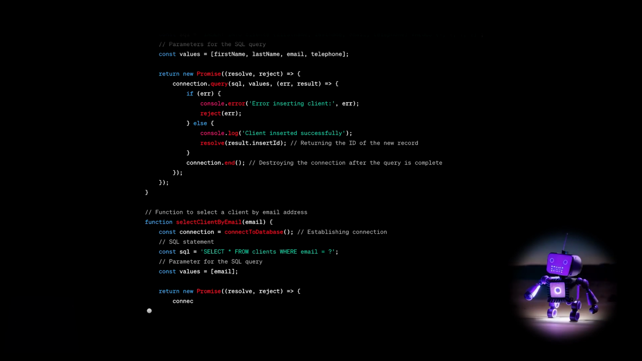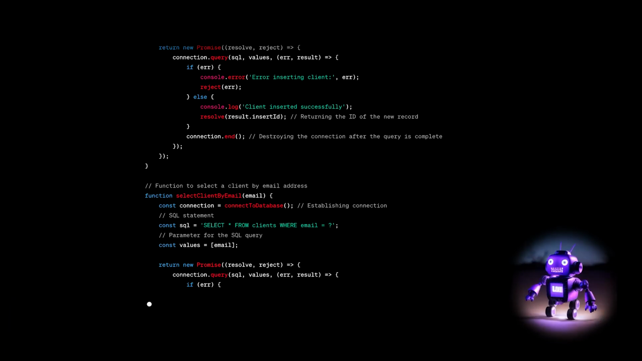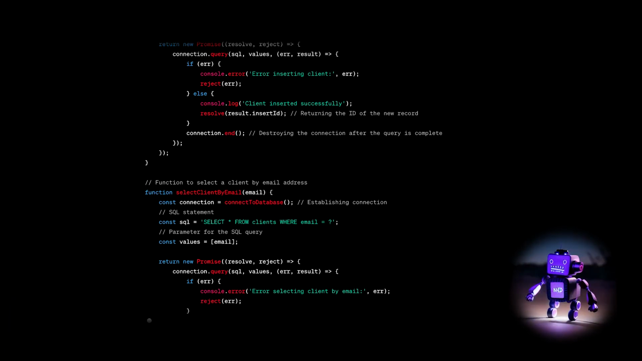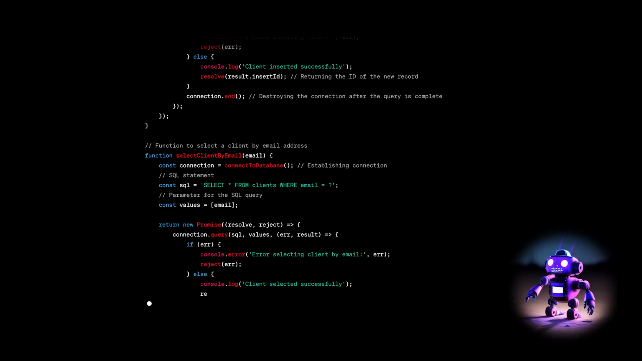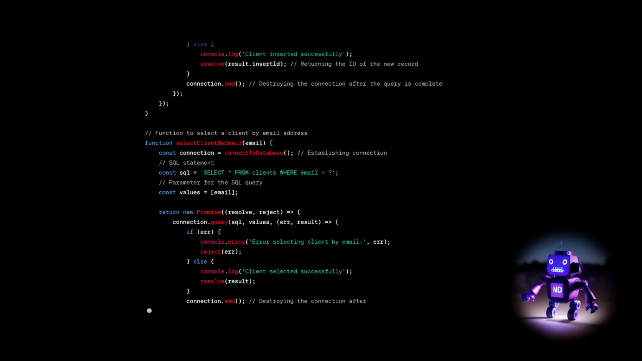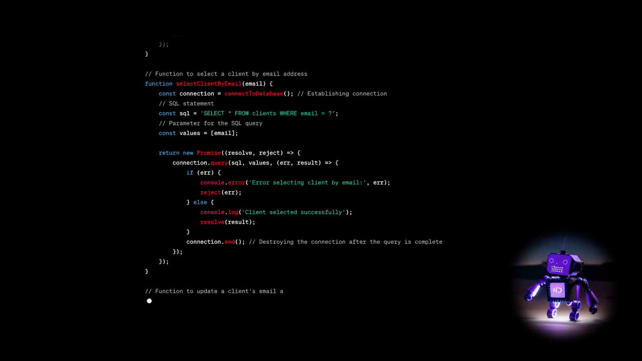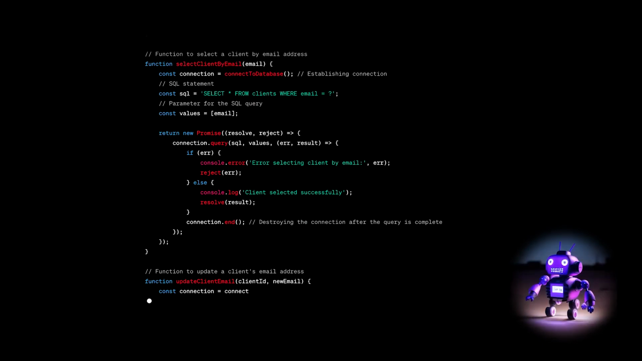Next, we have the selectClientByMail function, which retrieves a client's information based on their email address. This function takes the email address as a parameter and constructs an SQL select query to fetch the corresponding client record from the client's table. The result is then returned to the caller.